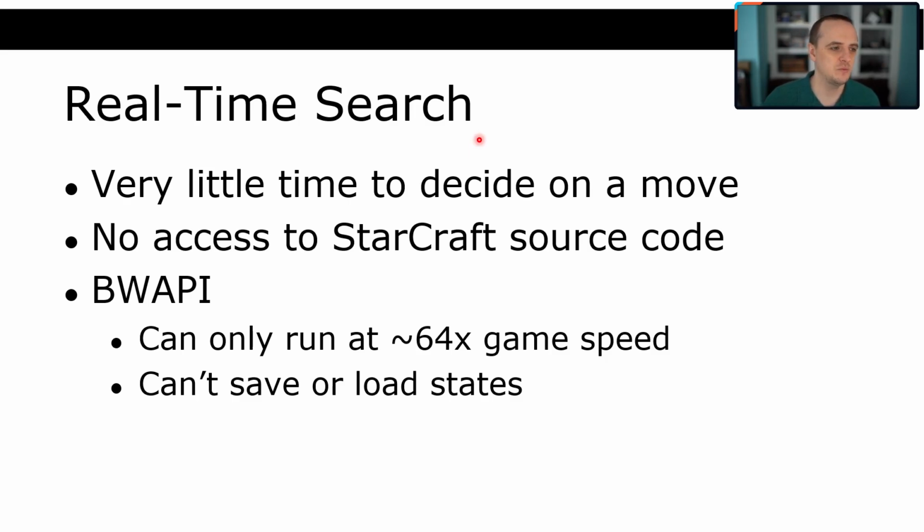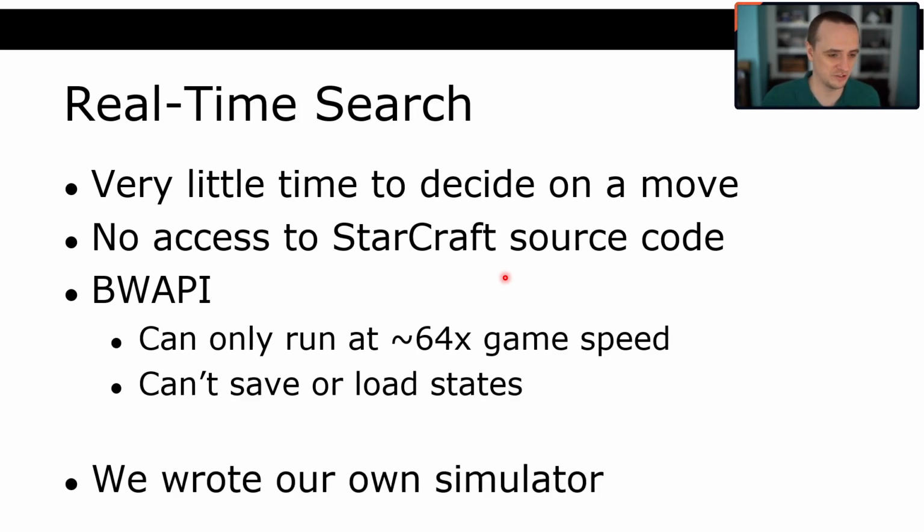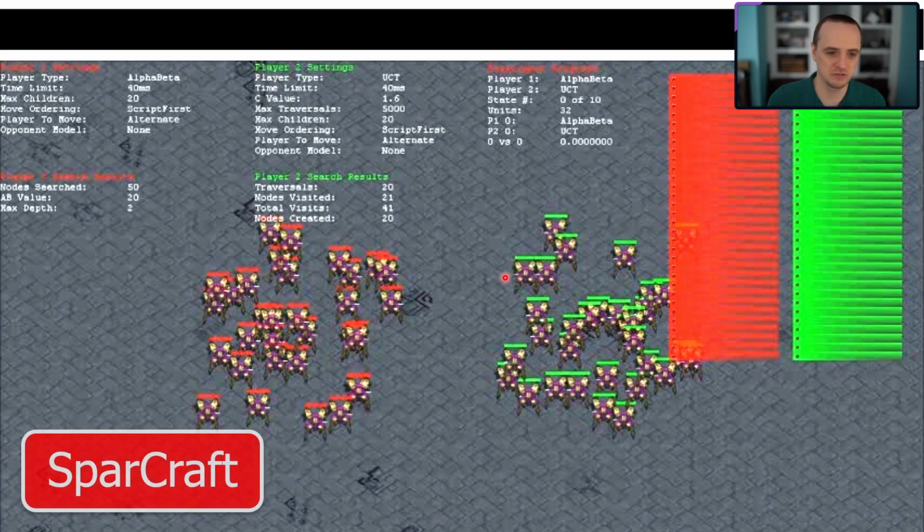Well, you could say, maybe you could launch an instance of StarCraft and run the simulation, and maybe that's a possible solution. But with StarCraft, we can only run the game at 64 times speed. You can't save or load the game states, which you need in order to do something like an alpha beta search. So again, I had to write my own simulator. So like half of my PhD, I probably spent like 3 years just writing simulators. But it was fun. I really liked writing simulators.